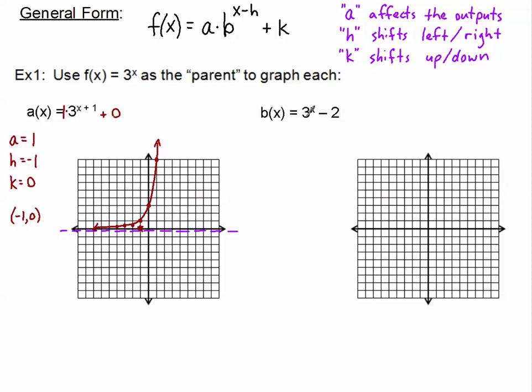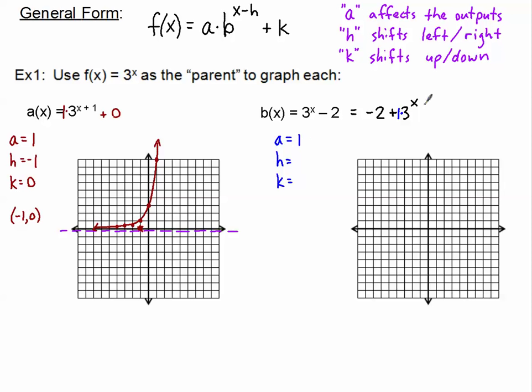B of x is 3 to the x minus 2. Now some books or some worksheets will have the -2 come first, so that you don't confuse that this is not a value of h, but rather that it's a value of k. So you might see that in 2 different ways like that. Let's look for a, h, and k. A is still the number that's being multiplied to my base, and that still is just a value of 1, since I don't see any value outside that. So A is 1, which is nice.